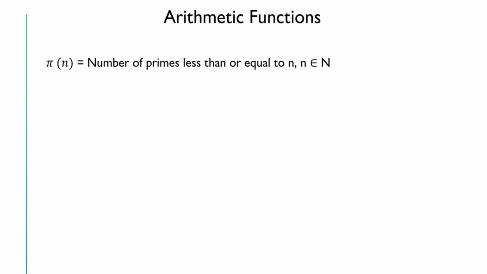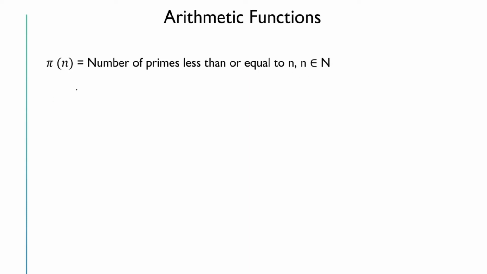Now let us see an example of an arithmetic function. As we see various examples and as we solve various problems, it will be easy for us to understand what arithmetic functions are. So this is an arithmetic function. Pi of n is equal to the number of primes less than or equal to n, n belongs to N, which means n is a natural number. So this pi of n is a function which is defined as the number of primes less than or equal to n, where n is a natural number.